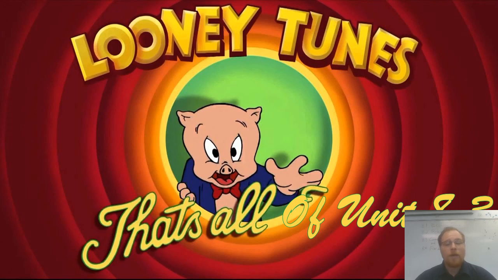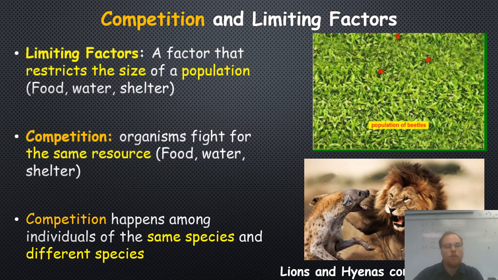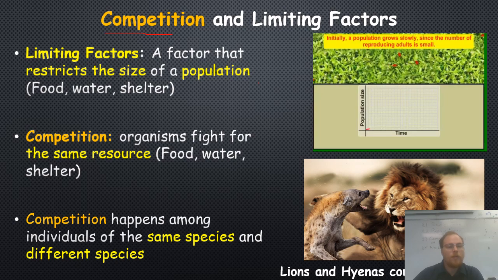We're talking about predator-prey relationships, and then we're talking about symbiosis and all the different kinds of symbiosis: mutualism, commensalism, and then parasitism. Now, we talked a little bit about this before in Unit 8.3, but we're going to really dive into it right now between competition and limiting factors.